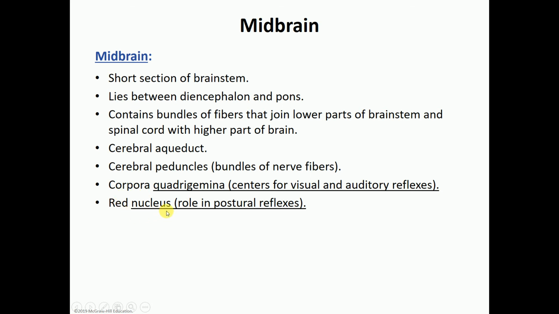The midbrain also has a red nucleus, and remember, nucleus means a collection of cell bodies in the CNS, and they have a role in postural reflexes. So think of that time when somebody tried to push you or knock you down, and you were able to regain your balance. That is part of a postural reflex. So the reflex is in order to maintain posture.